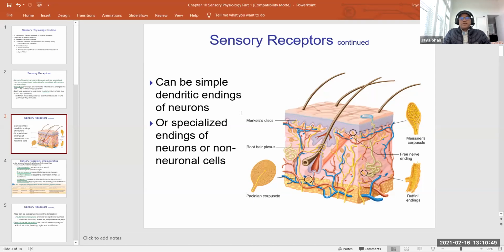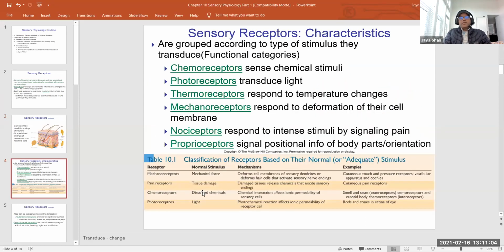So these receptors can be simply dendritic endings of nerves or specialized endings of neurons or non-neuronal cells. In most cases, they are epithelial cells. Characteristics of sensory receptors: based on what kind of stimulus a receptor transduces, they are grouped in several functional categories.